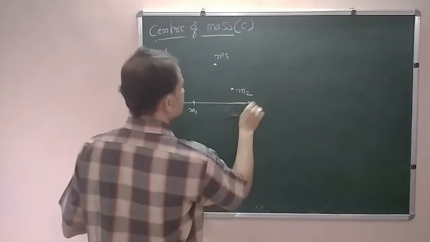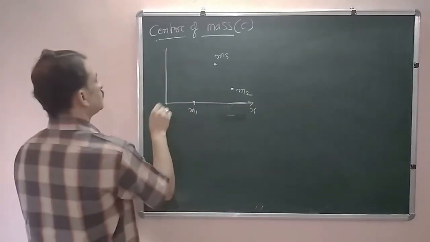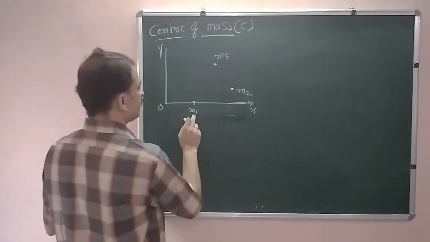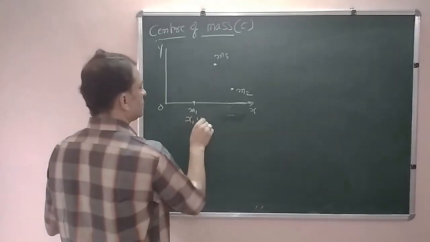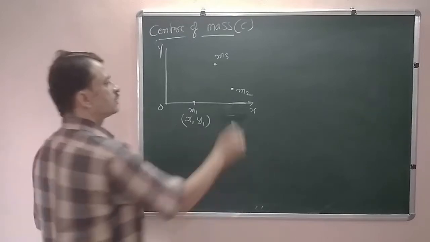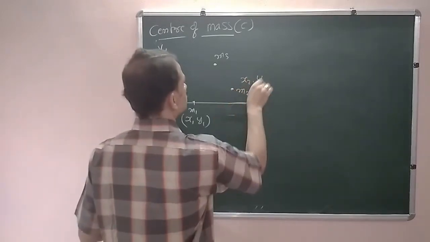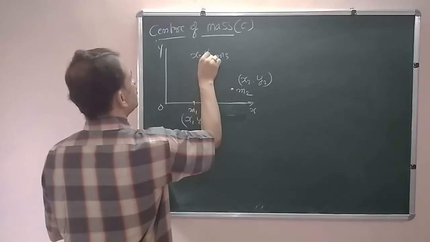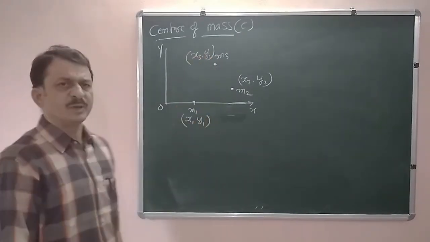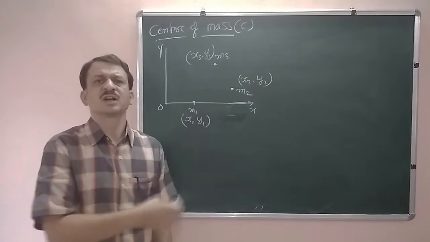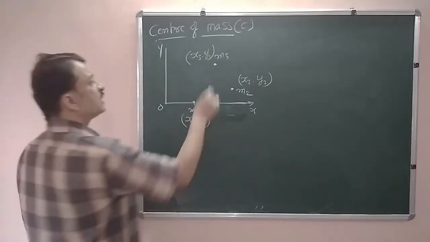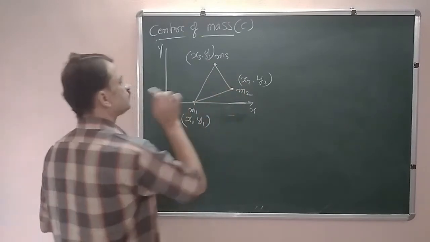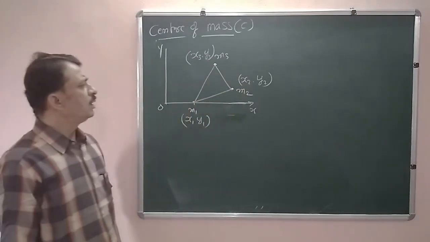Now this is the x-axis. Now this is the y-axis. Now the coordinate of the first particle is x1, y1. The second particle is x2, y2. The third particle is x3, y3. So that means the three particles which are not in the same straight line are going to form a triangle shape. Now we have a triangle shape.